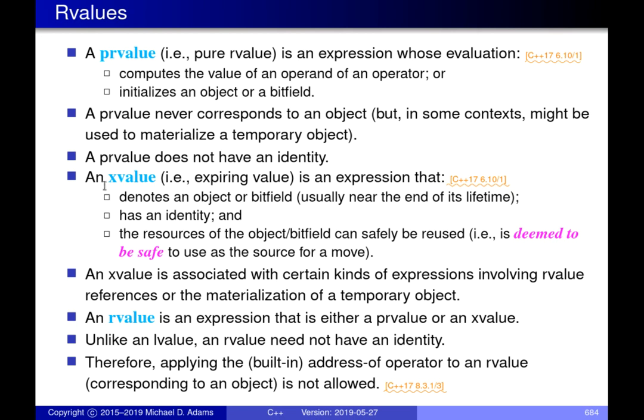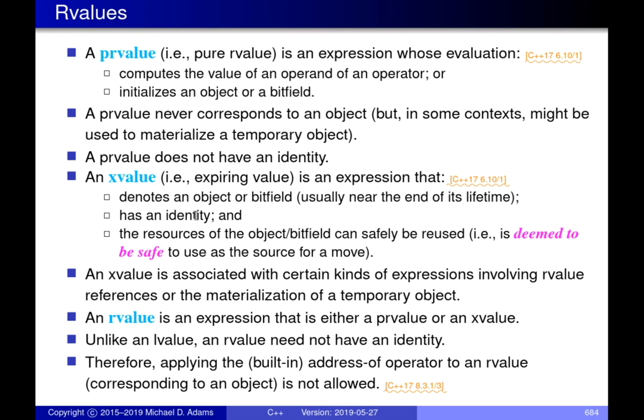Then we have another subcategory of R values, which is what's called an X value, or expiring value. Basically, this is very much like an L value, except with one minor tweak. Actually, there are two. One is a less important one. The word function is omitted here, so it can't denote a function. Functions aren't X values. But we're interested in objects with respect to copying and moving, so in this sense there's not really any difference with L value. If you go back and look at the earlier definition, it says denotes an object, function, or bit field. So that's basically the same, modulo the function.